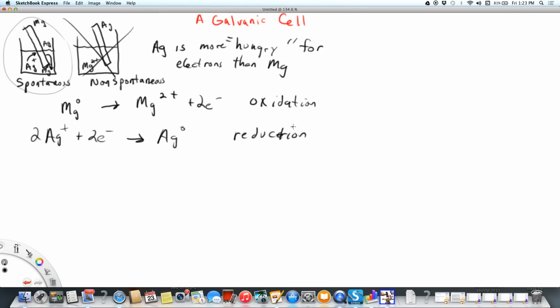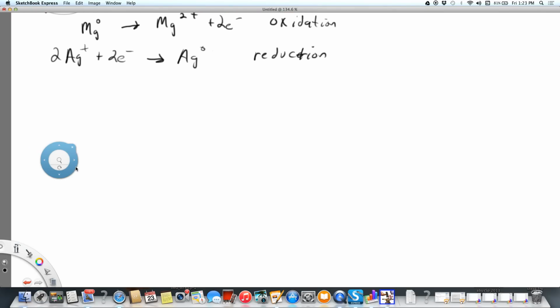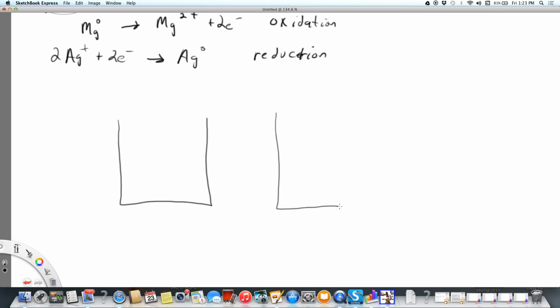Okay, now we can see that electrons are transferred, and that's the important part we want to look at here. We want to look at what's going on with these electrons. And so we can actually set up a situation where we can harness those electrons that are moving. That's what we want to do. Because we have electrons that are moving, we can use the electricity. And you do this all the time. We call it a battery.